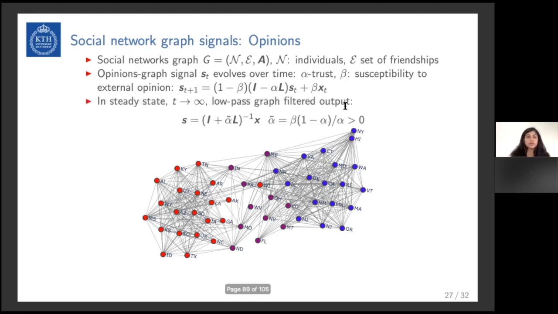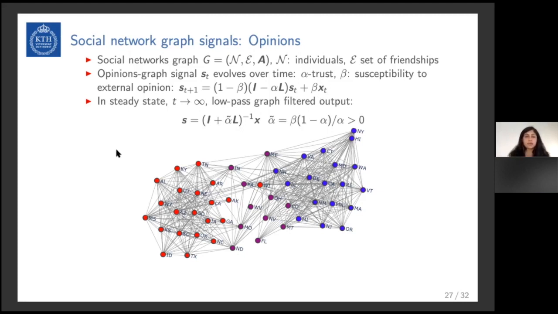And then in steady state, or as time goes to infinity, you can think that maybe everybody's opinion has saturated, and the output then looks like the output of a low pass graph signal again, with the excitation being the external opinion or external input xt.